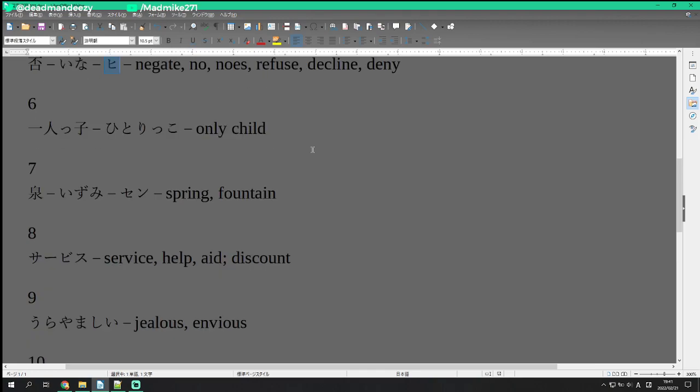Number 6 is hitoriko. Hito is single. Ri is our compound pronunciation of hito for a person. So this is one person, and ko on the right side is a child. So a hitoriko is an only child. Hitoriko is an only child.